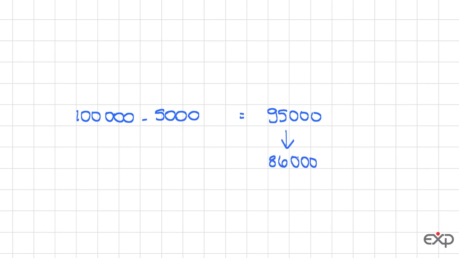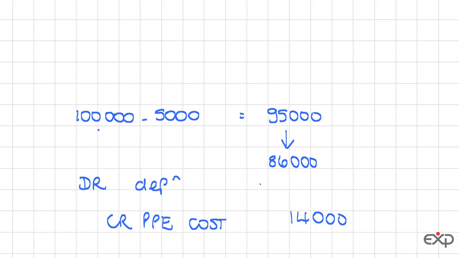Now the way that I normally set this out, if I'm doing my double entry, is I would reduce the cost account from 100 down to 86. Whoops, going the other way. So I'm going to reduce the PPE cost by 14,000. I'm going to take out the accumulated depreciation of 5. And I've then got a reduction that goes through revaluation surplus of 9. Now notice that that 9 is the difference between the 95,000 and the 86.